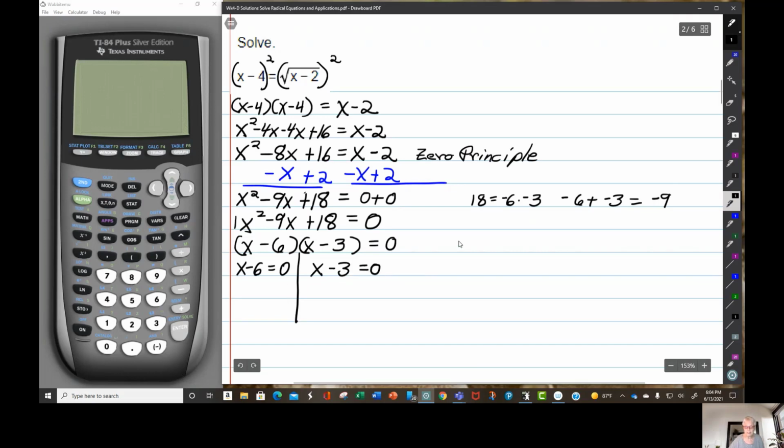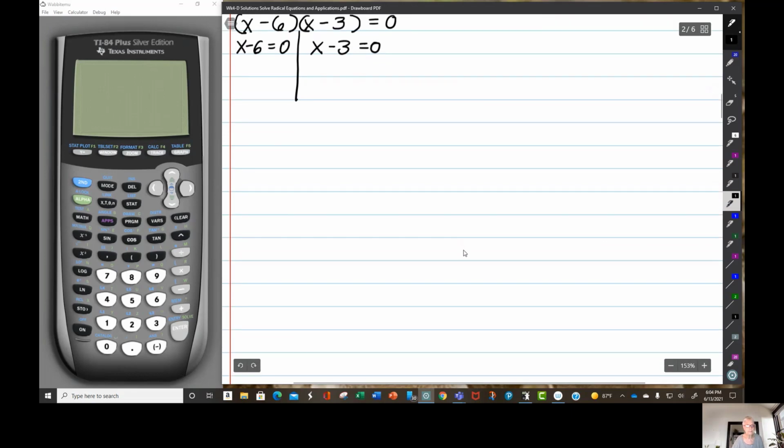And then I set each factor equal to 0 and solve for x. Let me scroll this up. Add 6 to both sides. I'll have x equals 6. Add 3 to both sides. I'll get x equals 3. So you want to say that x equals 6 and 3.